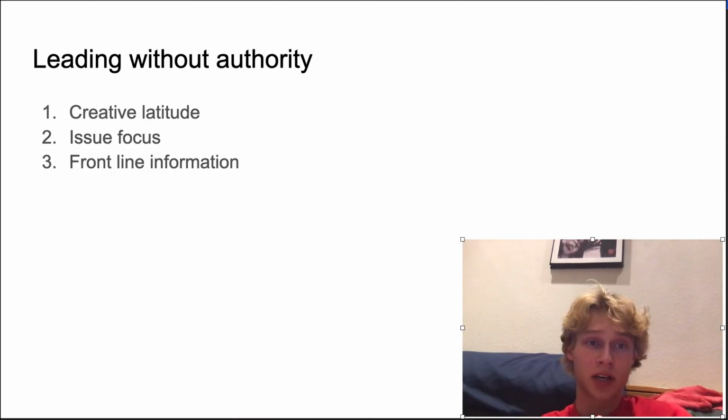So as I previously discussed, leading with authority does have disadvantages. So there certainly are advantages to leading without it, and those are the 3 topics listed on the page: creative latitude, issue focus, and frontline information.